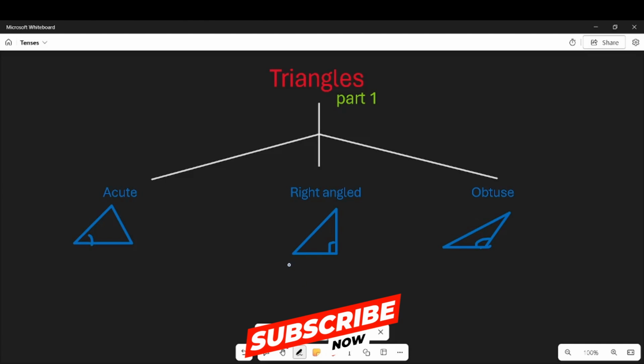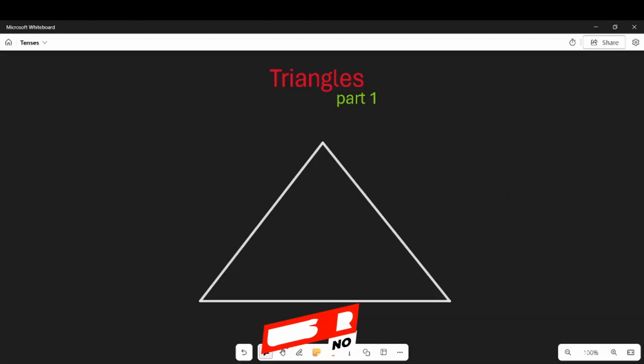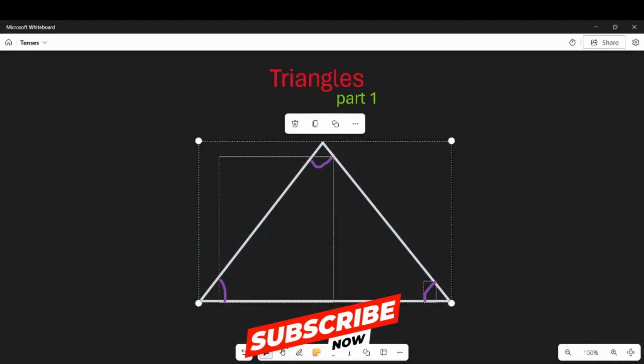So now let's move on to the two main theorems of triangles and the four properties or statements of triangles. So here we have a triangle, and now we are going to study its two main theorems. The first theorem is that we have three angles in a triangle. This angle plus this angle plus this angle, the sum would be 180 degrees. So shall we write that in mathematical terms?